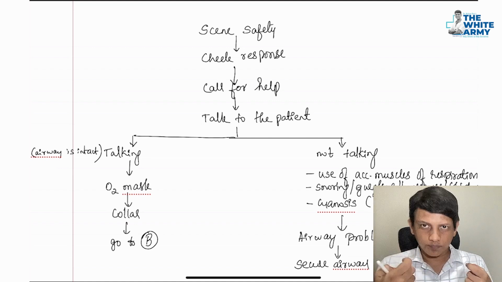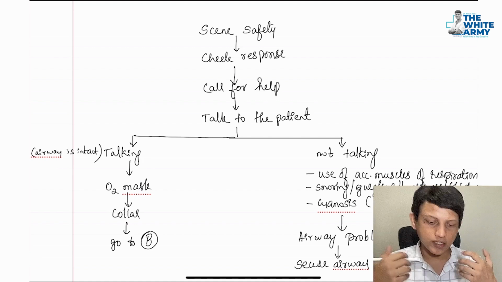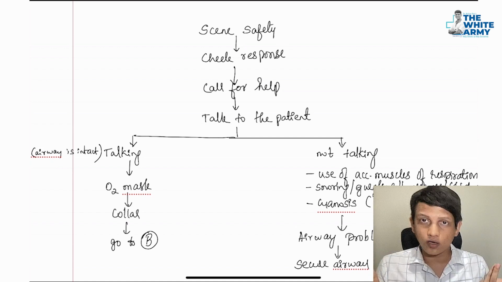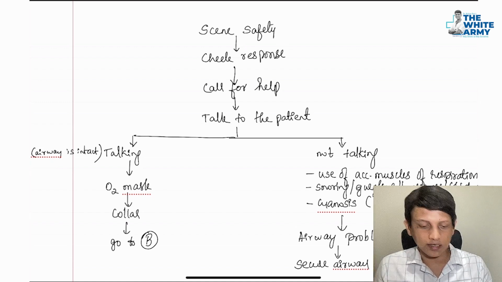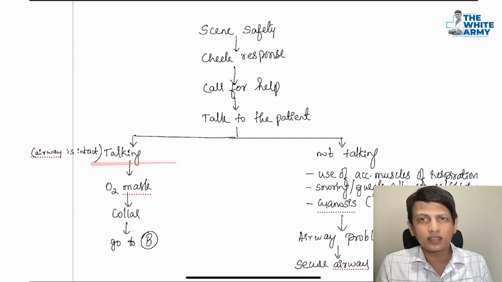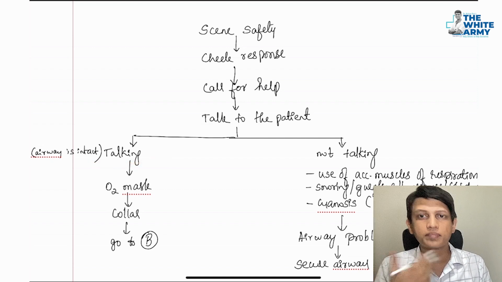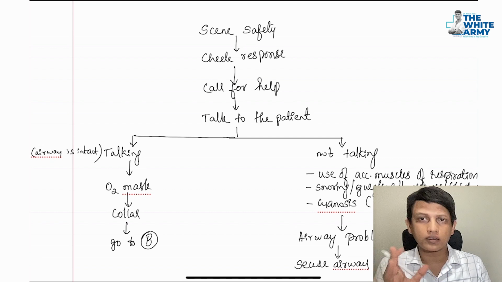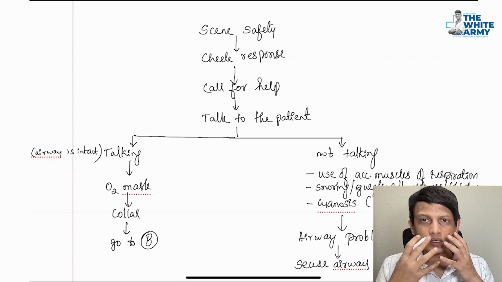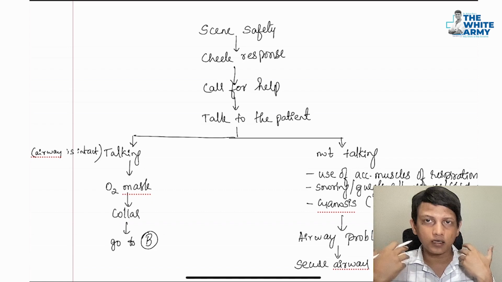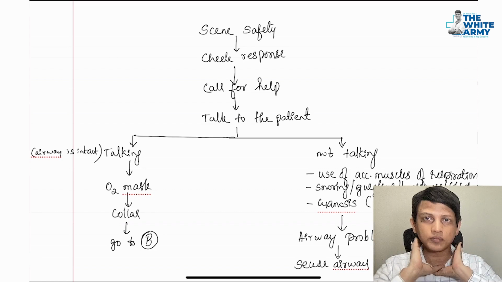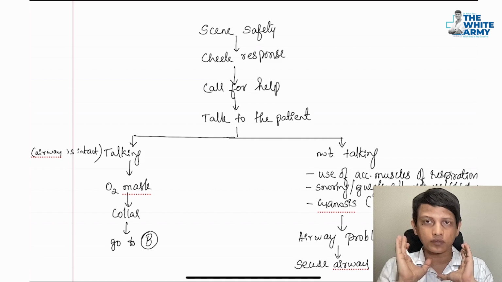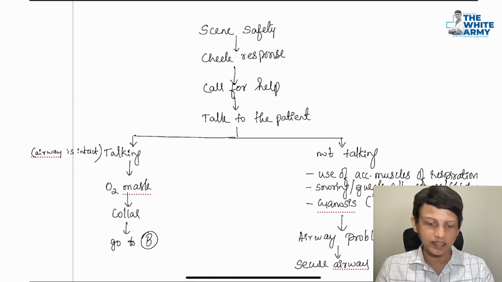When you are checking the response, if patient is talking, then that means his airway is intact. Okay, airway is intact if the patient is talking. So then you can go for B, breathing. Then you can connect an oxygen mask, airway patent. So just maintain the airway by giving oxygen, and second thing you do is the collar and restrict the cervical spine movement. Then go for B, that is breathing.